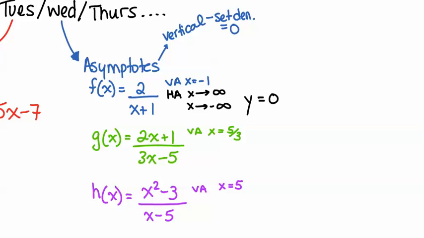For g of x, it turns out the constants don't really affect it too much. If you think about a really gigantic number for x, 2 times a gigantic number divided by 3 times a gigantic number, the gigantic numbers kind of cancel out.